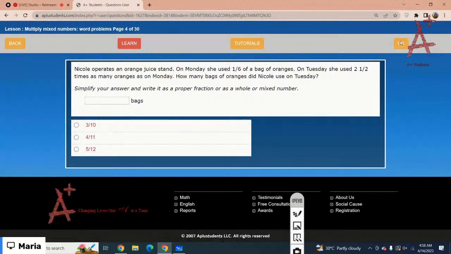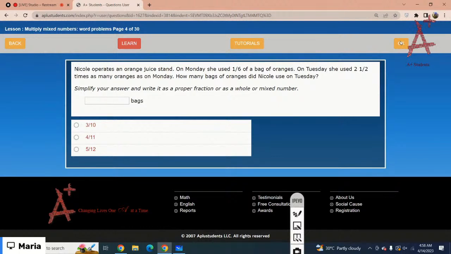Let me just read the next one. Nicole operates an orange juice stand. On Monday, she used 1/5 of a bag of oranges. On Tuesday, she used 2 whole 1 by 2 times as many oranges as on Monday. How many bags of oranges did Nicole use on Tuesday?